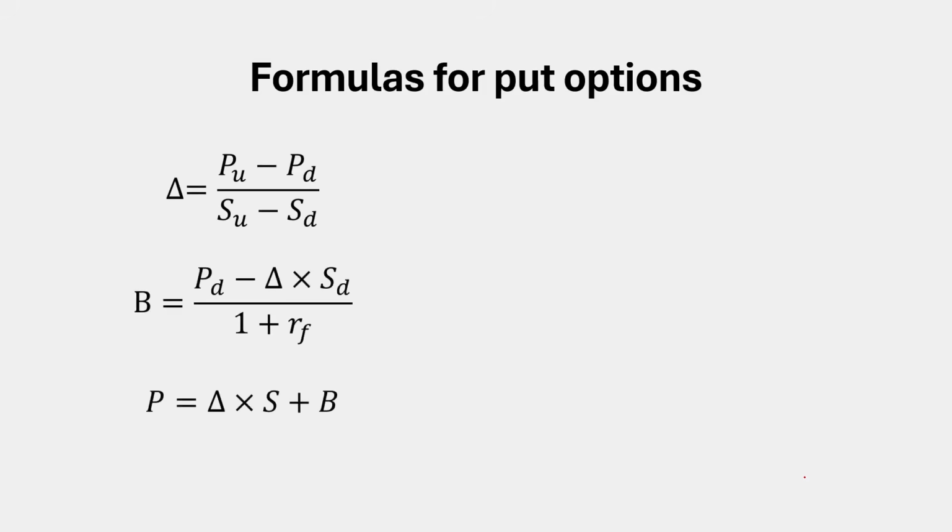Now let's look at the formulas for the put options. They are pretty much the same as the call option formulas, except that we had call option payoffs earlier, and now these are put option payoffs. Again, we have the stock going up to SU or going down to SD, and we have the current put option price, which you want to find, and it might go up to PU or PD. The value of P will depend on the delta, the current stock price, and the amount you invest in the risk-free bond.